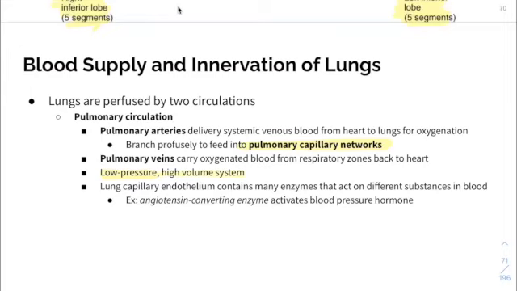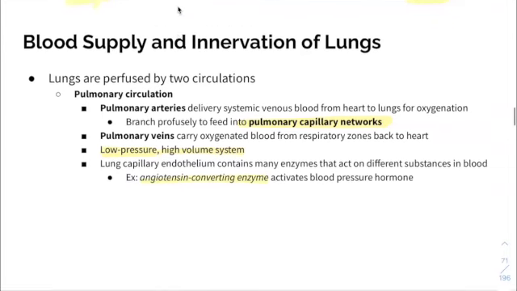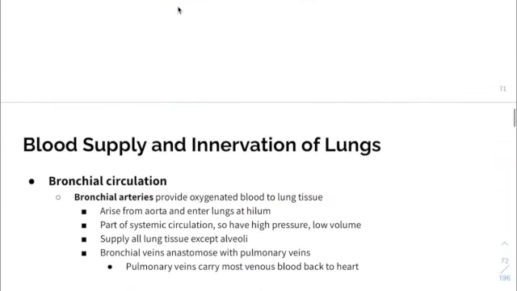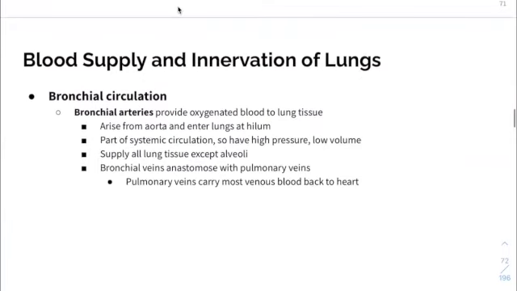So our lung capillaries have enzymes. We have one that's called angiotensin converting enzyme, because it helps to regulate blood pressure. Right, because it activates the blood pressure hormone, which regulates blood pressure. So there are hormones that act everywhere in the body, as we've talked about.